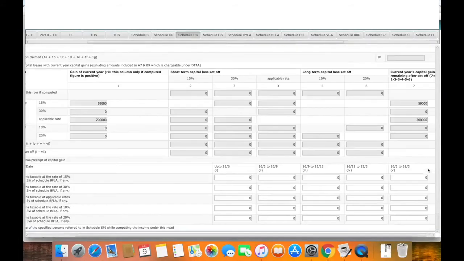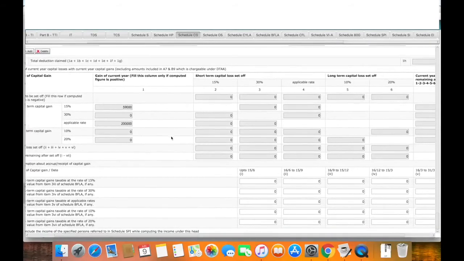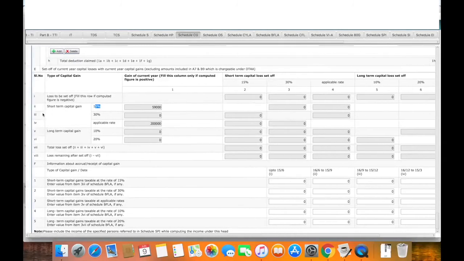So if we scroll down to the bottom, we will see the tax rate for the gains of 59,000 rupees. The tax rate would be 15% of 59,000 rupees. Here we need to make sure that this is for equity oriented shares, so the tax rate is a flat 15% irrespective of your income tax slab.